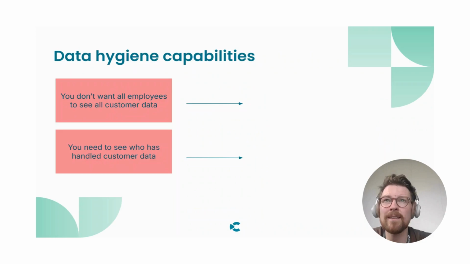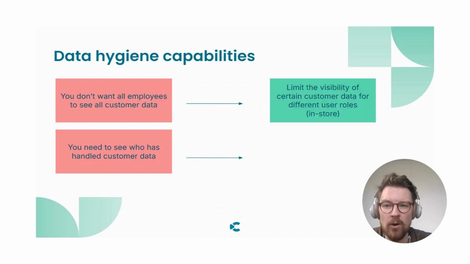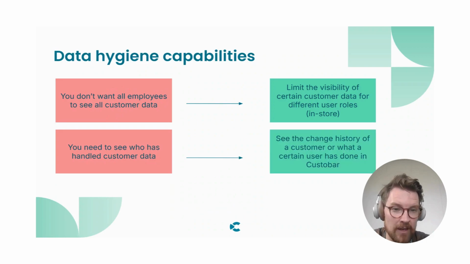Then lastly, if you don't want all of your users or employees using Custobar to see all customer data there, it's really easy to limit the visibility of certain customer data for different user roles. For example, in-store or customer service use. Or then you need to see who has handled customer data. What have they done and when have they done it?